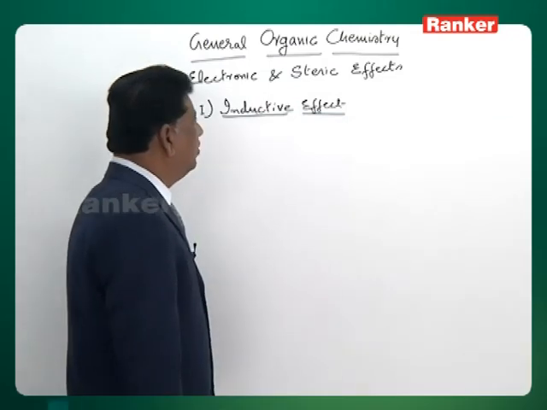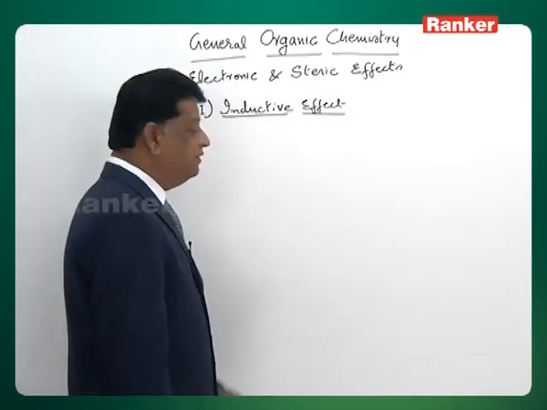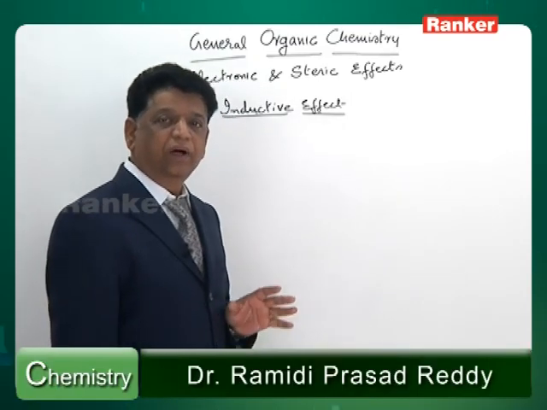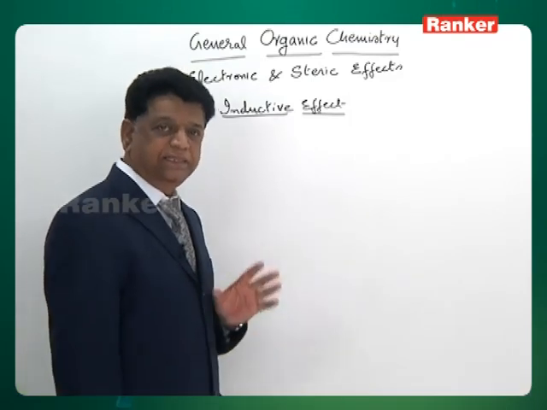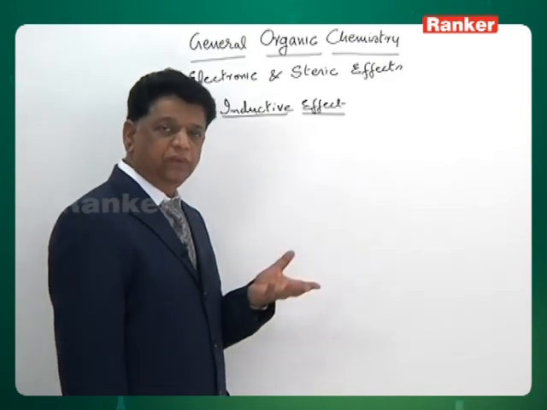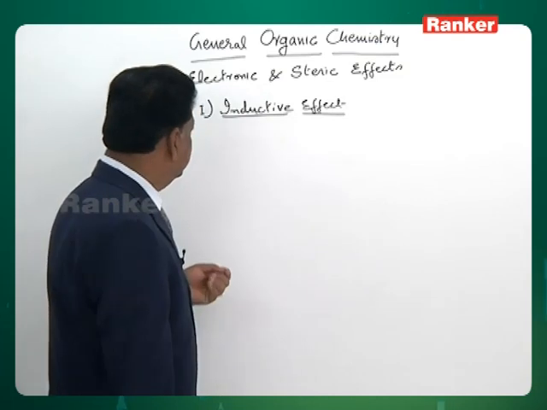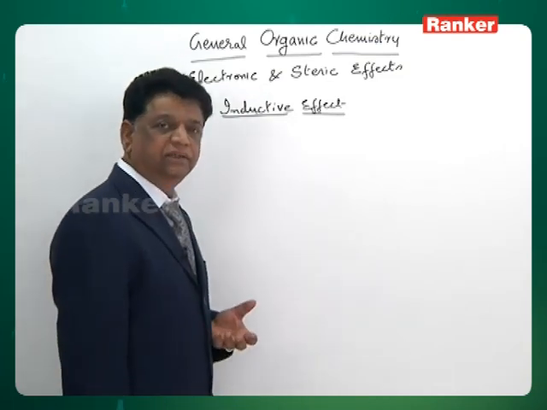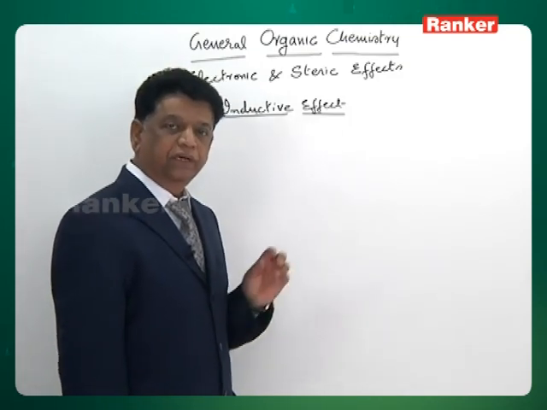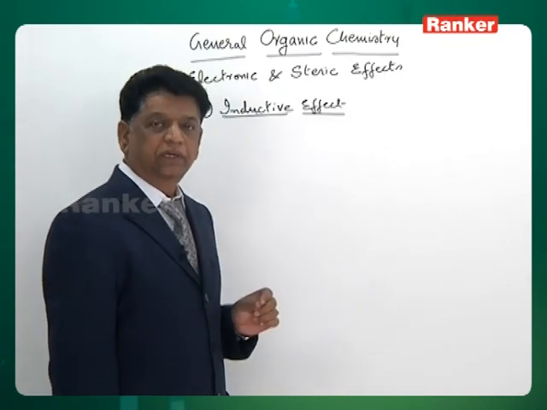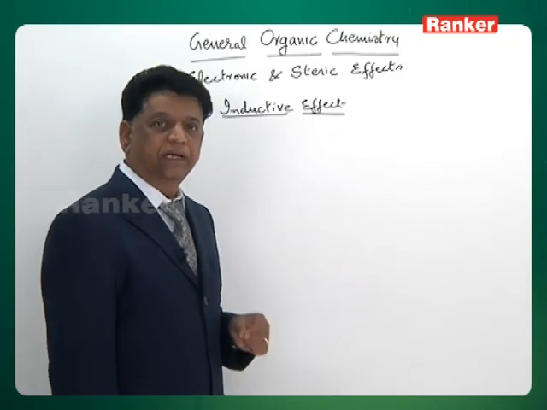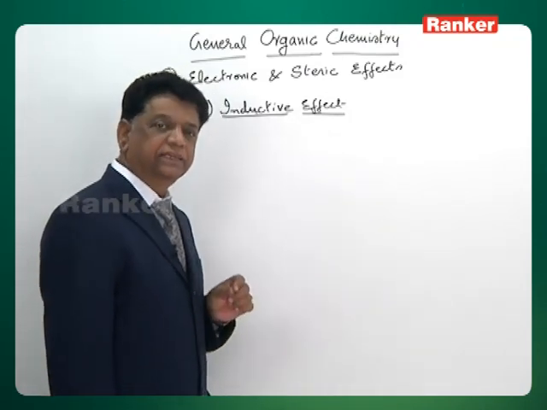So, we were doing electronic and steric effects. The first effect we have taken is the inductive effect. We have defined inductive effect as a small induced polarity in a C-C sigma bond on a non-polar system. If a group is able to produce a small induced polarity, it is called inductive effect. It has 4 features: it is a weak effect and a permanent effect. As the distance between the system and the group increases, the effect decreases, and it is operated through the sigma bond.